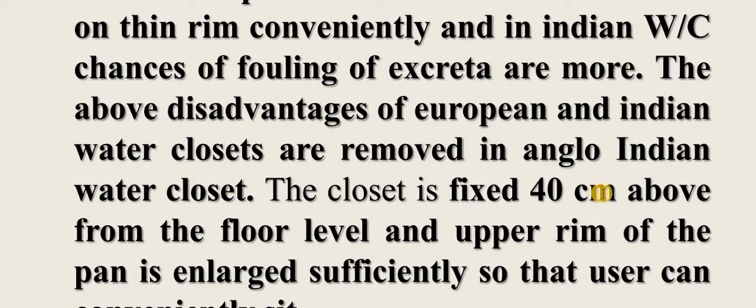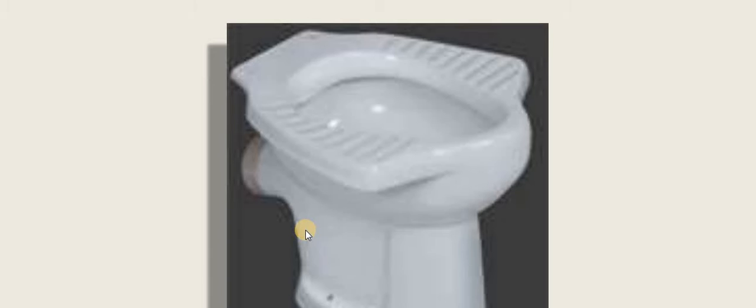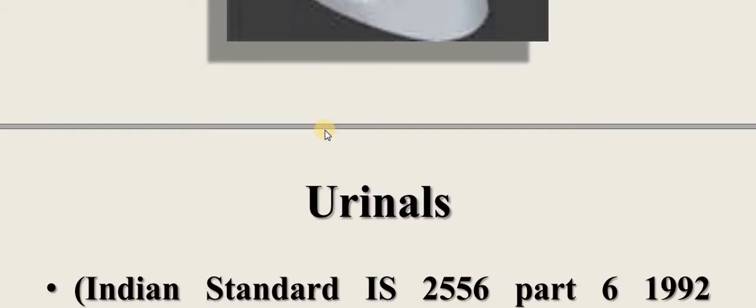The closet is fixed 40 cm above the floor level, and the upper rim of the pan is enlarged sufficiently so that the user can conveniently sit over it. This is the Anglo-Indian. Again, some benefits are taken from the European WC, and some benefits are taken from the Indian WC, and the combination of this is the result of the Anglo-Indian WC.